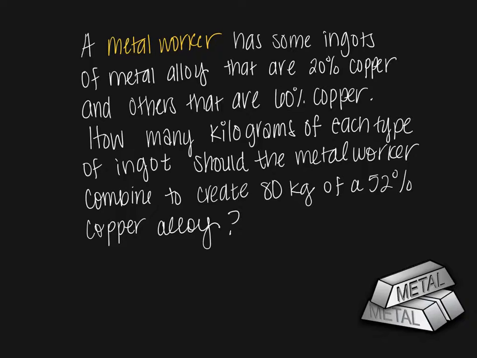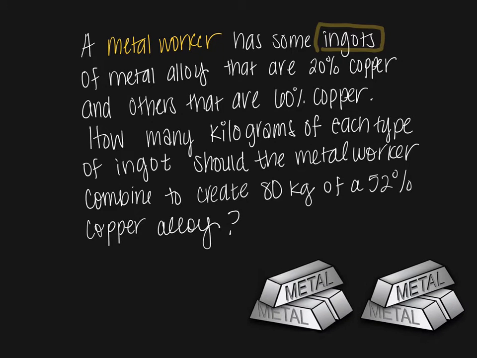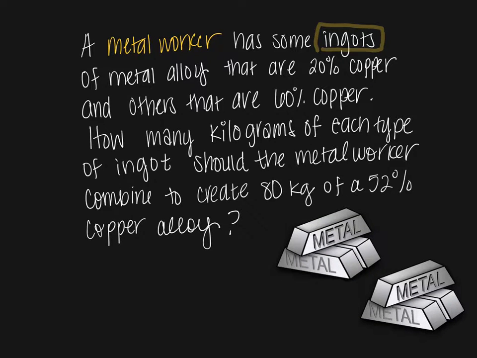All right, let's look at this one. I've got some interesting vocabulary going on here. A metal worker has some ingots of metal alloy. What? Ingots. Okay. Ingots are these guys down here. An ingot is basically like metal, think bricks of various materials. So I have some ingots of a metal alloy. It just means a certain percentage of metal.